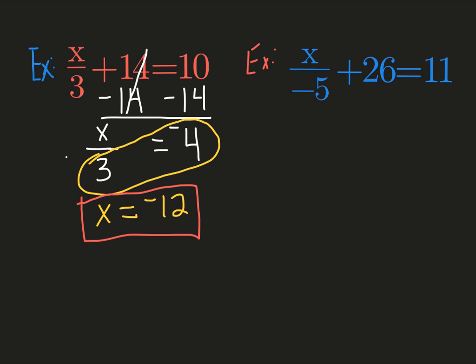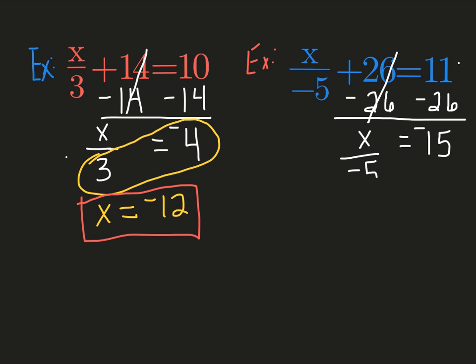Okay, let's look at this next one. I have x divided by negative 5 plus 26 equals 11. I'm going to get rid of the addition by doing subtraction or negative, however you want to think about it. Now I have unlike signs. I have positive 11 and negative 26, so I'm going to need to subtract, and this one's kind of easy to do in my head. So that is 15, but it's going to be negative 15, isn't it? And then x over negative 5.